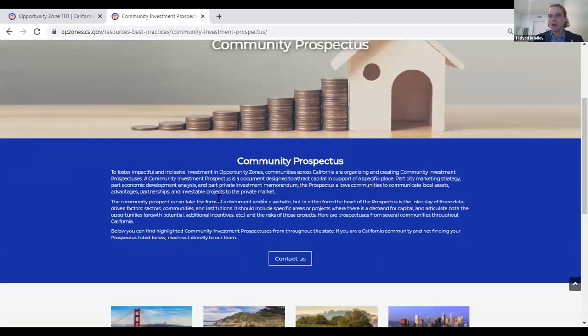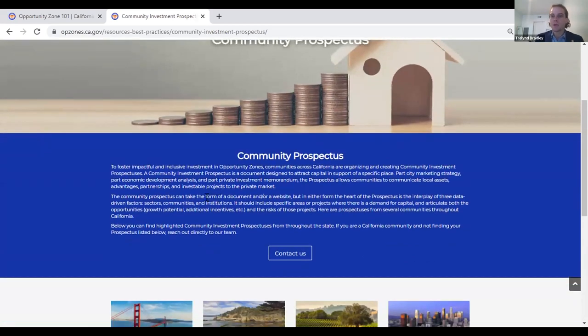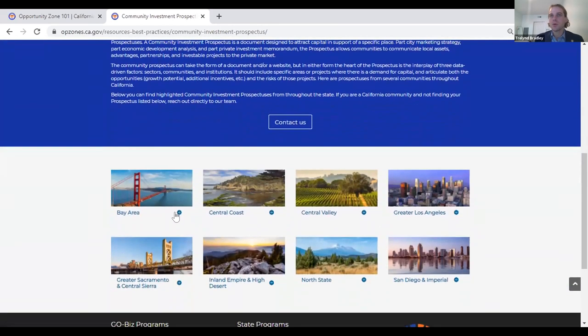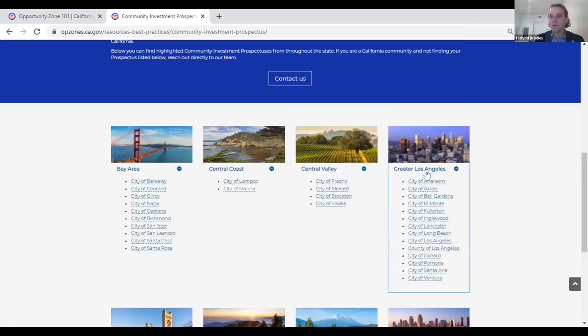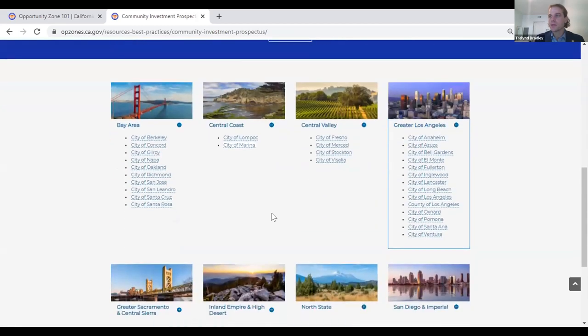So we went around the state and did a little bit of our own research within GoViz. And we found communities that had their pages on opportunity zones or their prospectuses. I'm really going to shout out one of our fellows here who did a lot of this work within GoViz. It was really to find those cities and counties that have information relative to their specific area on opportunity zones.